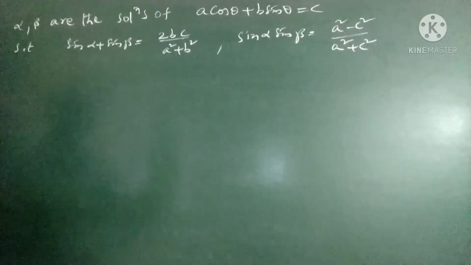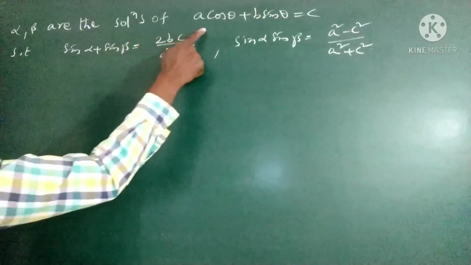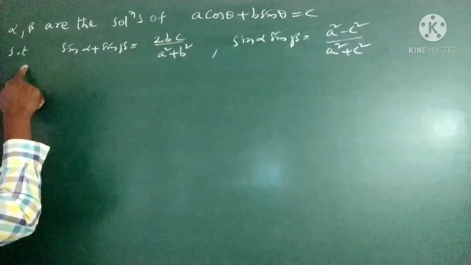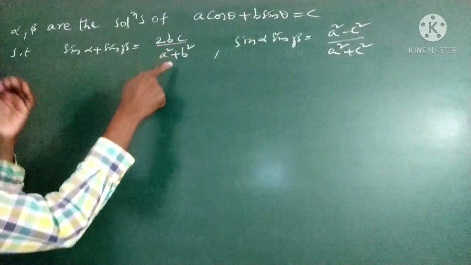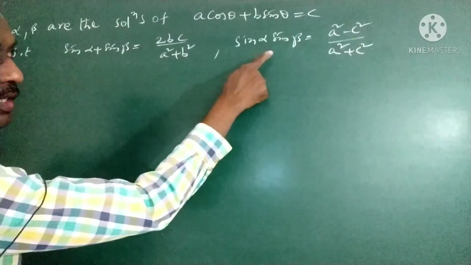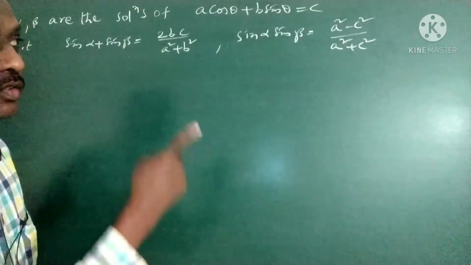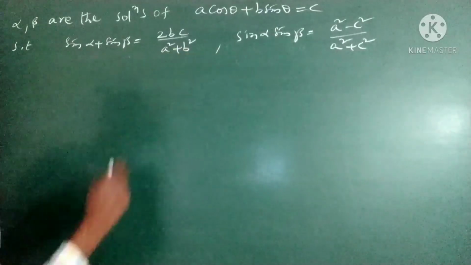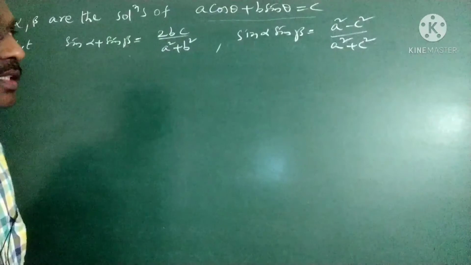Next problem. Alpha, beta are the solutions of a cos theta plus b sin theta equal to c. Then show that the result sin of (alpha plus beta) equals 2bc by a square plus b square, and sin alpha into sin beta equals c square minus a square by a square plus b square. So we have to find the sum and product of the sine functions. So convert this into the sine equation.